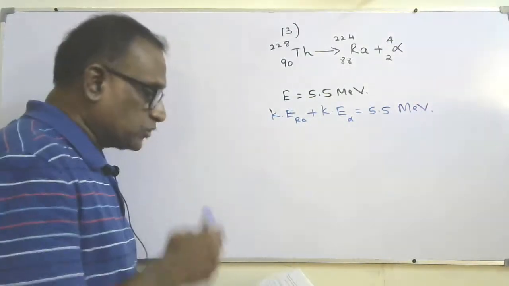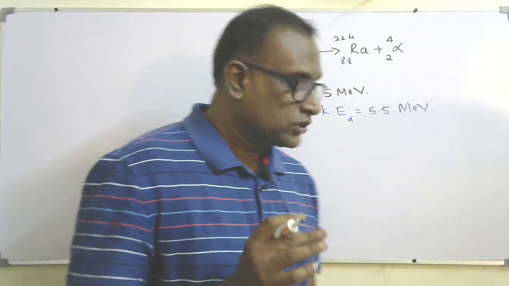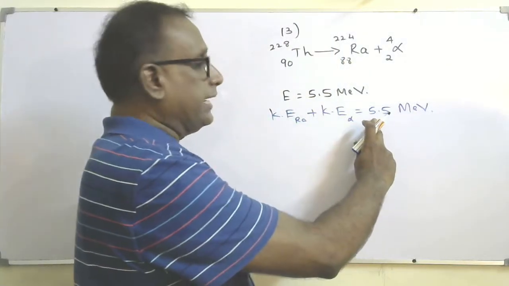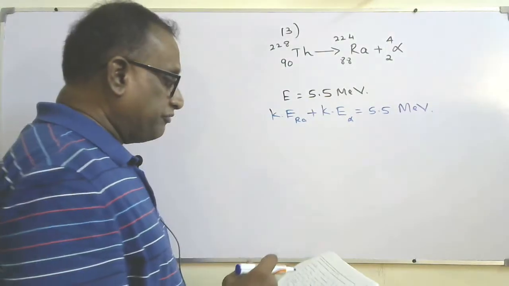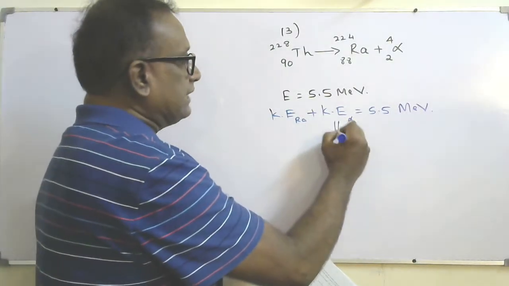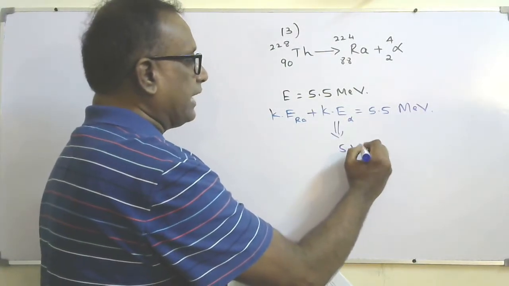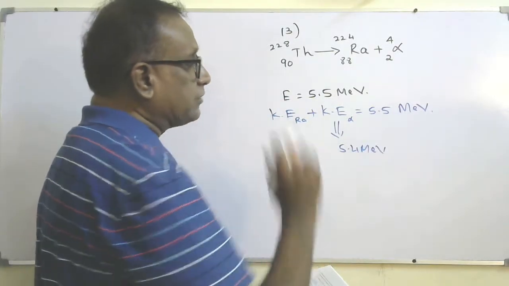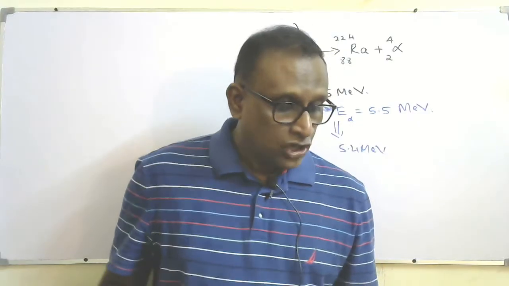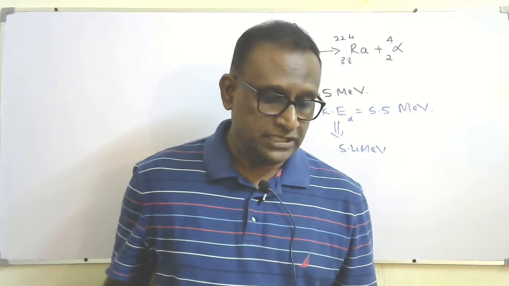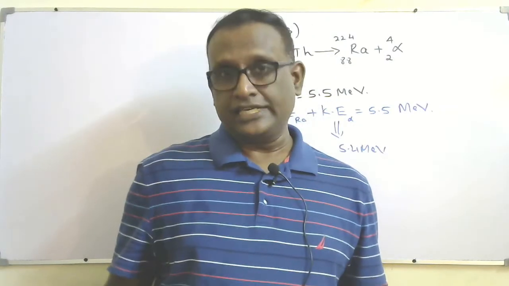So the question says that the textbook says out of this 5.5 mega electron volt released in this alpha decay, the alpha particle takes energy 5.4 mega electron volt. Most of the energy is taken by the alpha particle. That's what the textbook is saying. The question is saying, comment on this statement. Your answer should include a calculation.